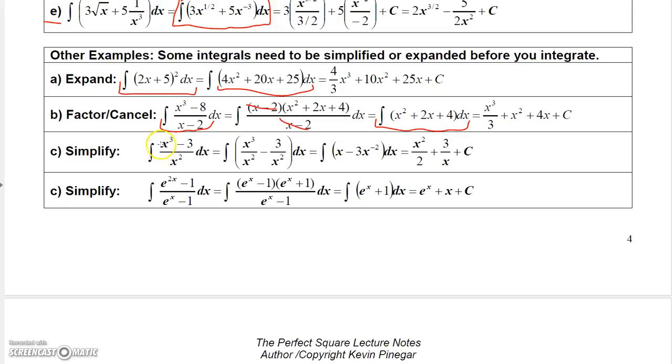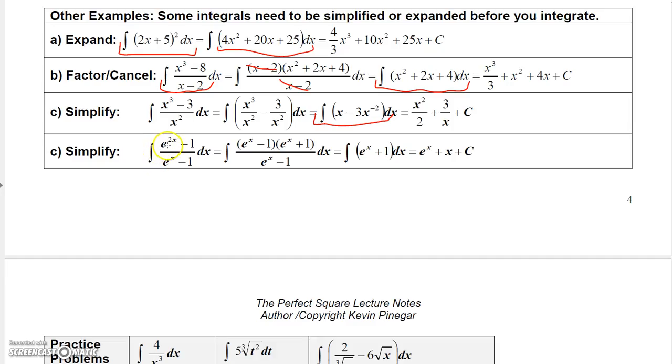On this one I can break it up into two terms, x cubed over x squared minus 3 over x squared, and then that would be x minus 3x to the -2, and then I can integrate it term by term. And then the last one I can factor the top into e to the x minus 1 times e to the x plus 1, and e to the x minus 1 over e to the x minus 1 is 1, so I'm just integrating e to the x plus 1, which you know how to do. The integral of e to the x is e to the x, the integral of 1 is just x, and then don't forget your constant on all of these.